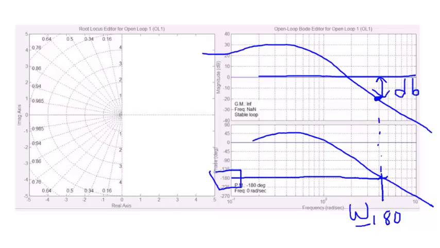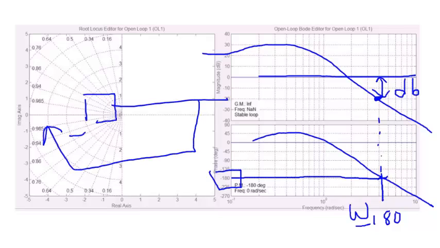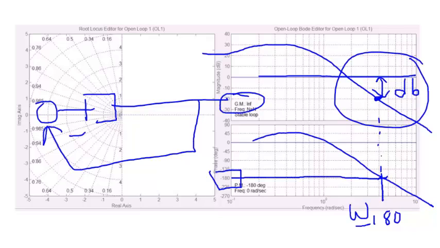And if I'm less than the 0 dB line, then that means that when the output gets fed back, it's going to be less than it was at the input. And so it might oscillate a little bit, but it's not going to be unstable. So this is a positive gain margin, and it's shown over here by the sisotool in MATLAB. And the phase margin, of course, is shown in the phase curve.